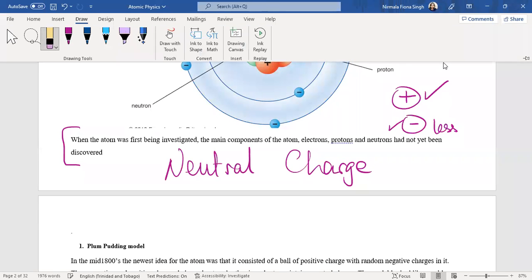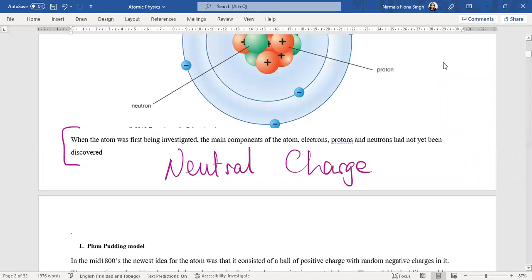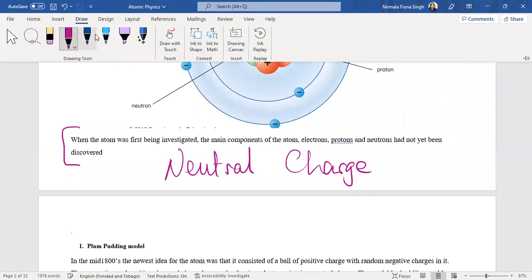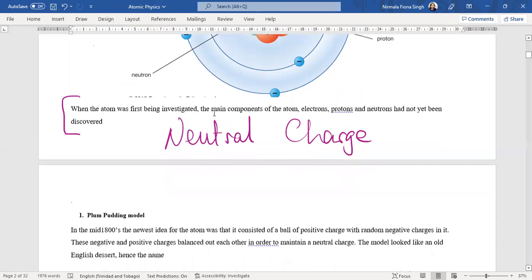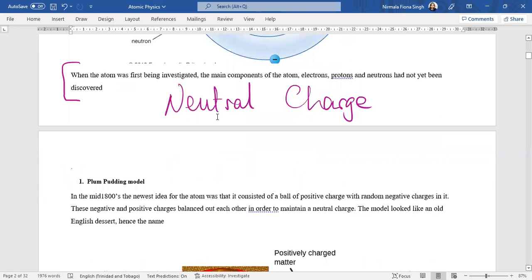All right, so that's just something to remember at the back of your mind today. Think about how charges work. Think about your basic chemistry knowledge because we're going to pull on that a lot this morning. So let's dive into this, how they discovered our atom.